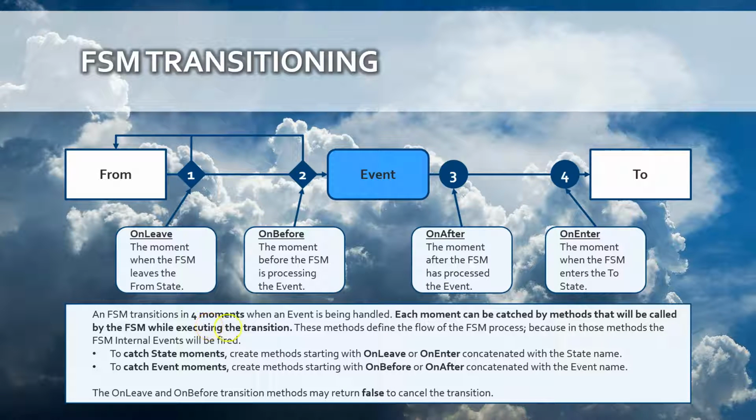Now, something else that's important to remember is that moments 1 and 2 are actually conditioning the transition to be executed. Those two methods may return the boolean false to cancel the transition. So within the code of the method onLeave from or onBefore event, you can build in a return statement saying return false, and once that statement has been executed, this transition will not be executed. But when you return true, then the transition will be executed.